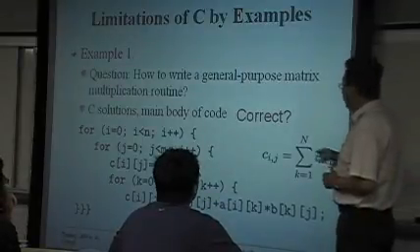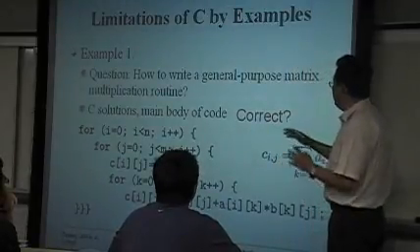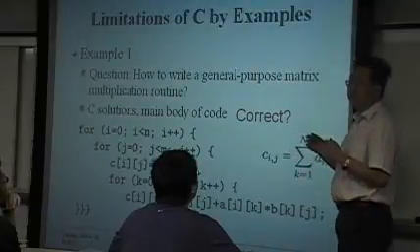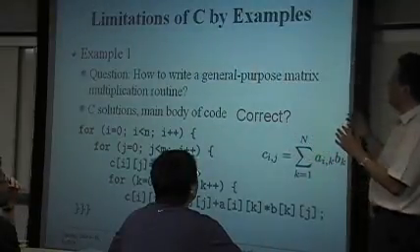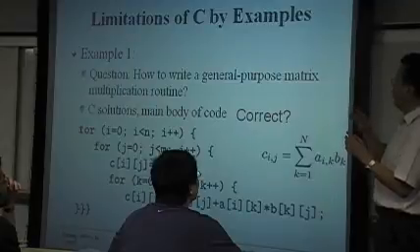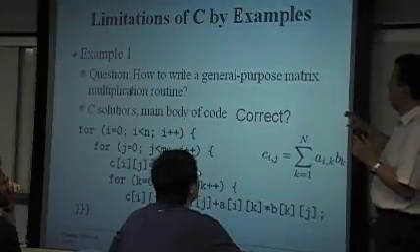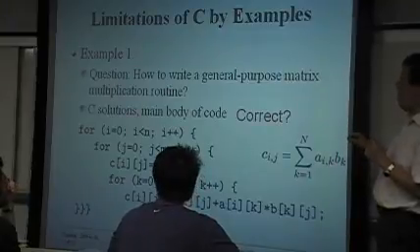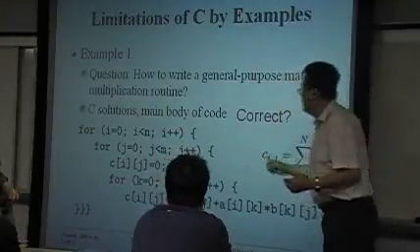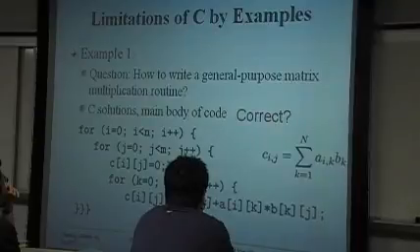For instance, they didn't consider whether the two matrices are matching. If you want to multiply two matrices, the column number of the first matrix must be equal to the row number of the other matrix. So they didn't check this kind of thing. So there is a bug here.